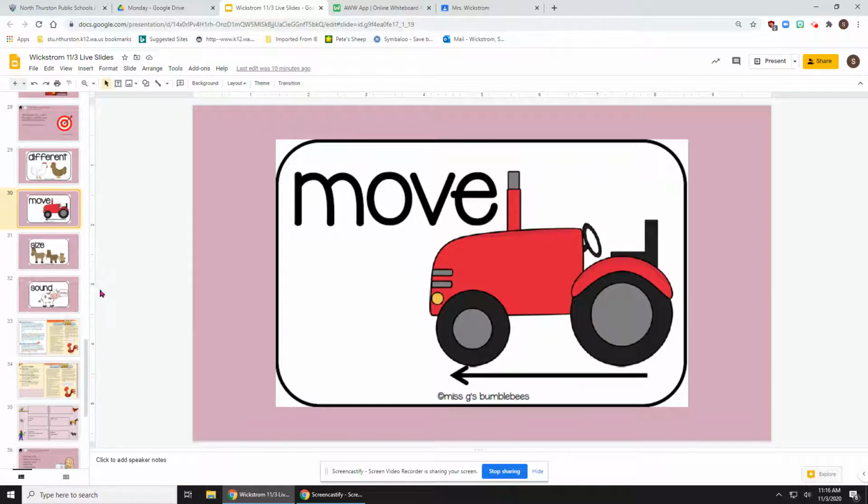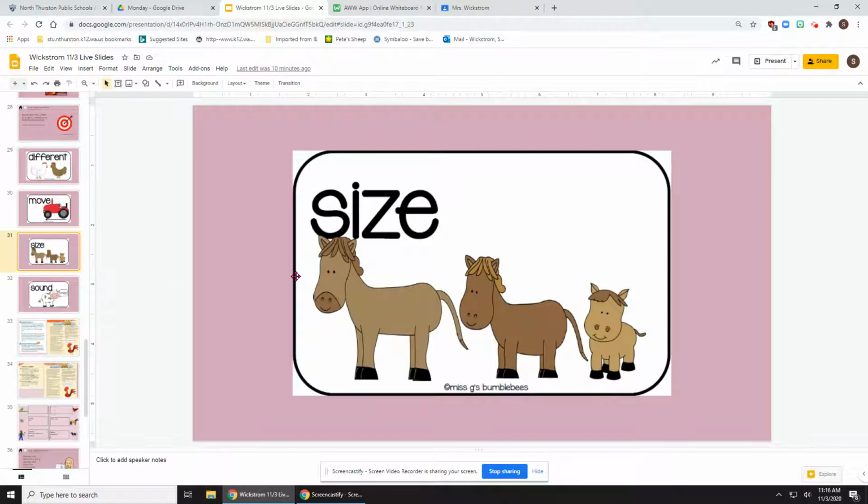Size. This is the word size, and you can see the picture showing us different sizes. A size tells you how big or how little something is. So the size of an elephant is very big. The size of a mouse is very small. Size.